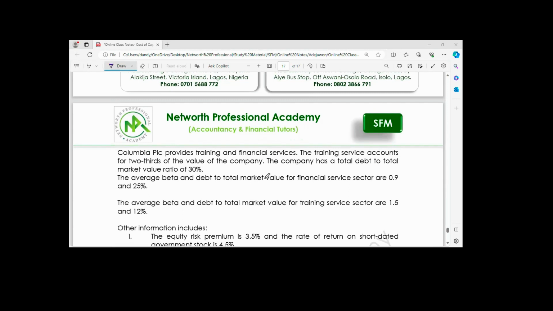Columbia PLC provides training and financial services. The training service accounts for 2/3 of the value of the company. The company has a total debt to total market value ratio of 30%. The average beta and debt to total market value for the financial service sector are 0.9 and 25%. The average beta and debt to total market value for the training service sector are 1.5 and 12%.